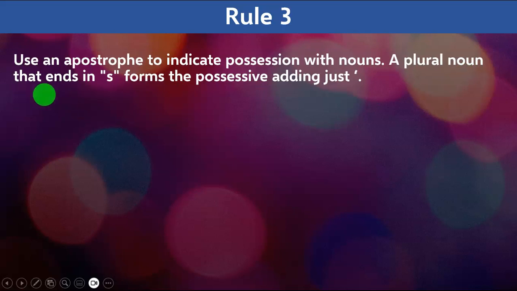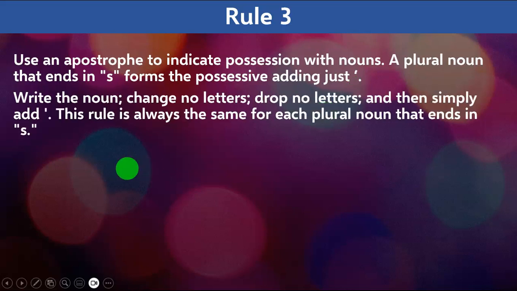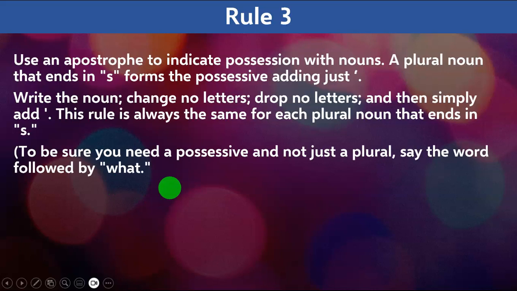Okay, the earlier plural noun, which is in rule number 2, was different. A plural noun that ends in the letter S forms the possessive by adding just the apostrophe and not the apostrophe and S. Okay, write the noun, change no letters, drop no letters, and then simply add the apostrophe sign. This rule is always the same for each plural noun that ends in the letter S. Right?